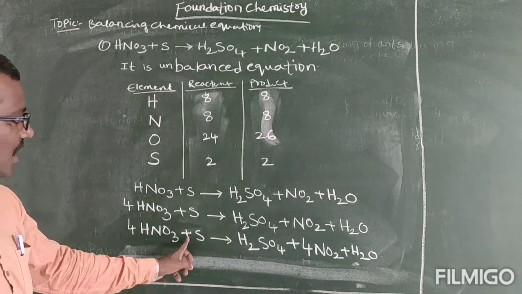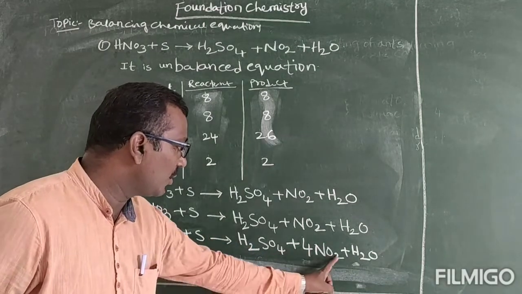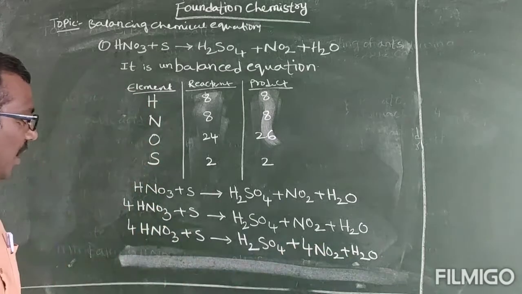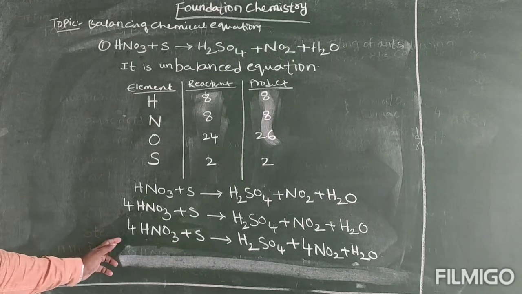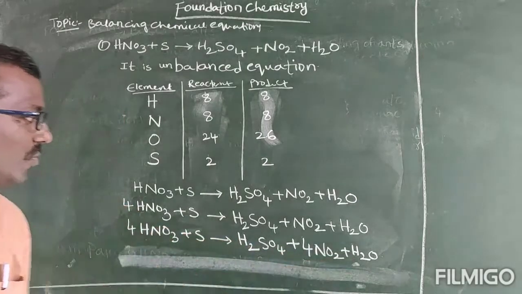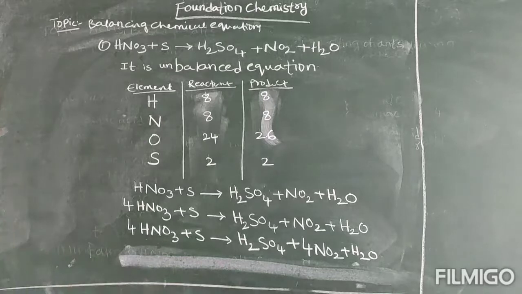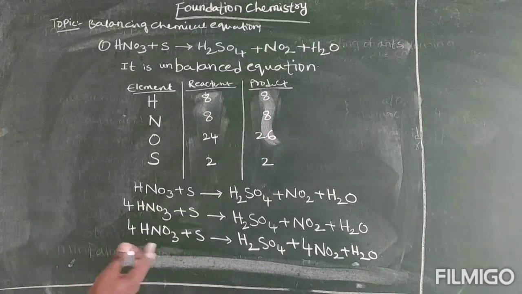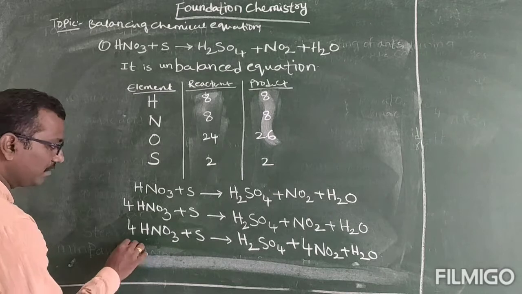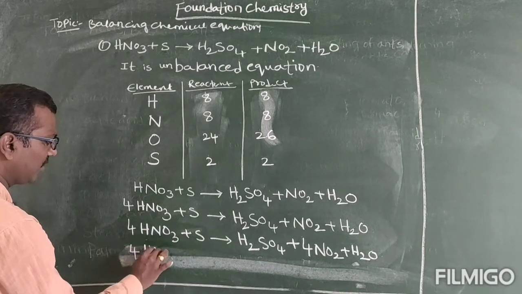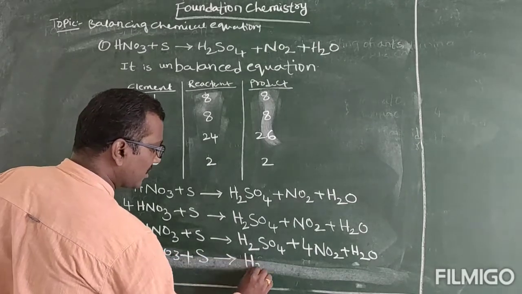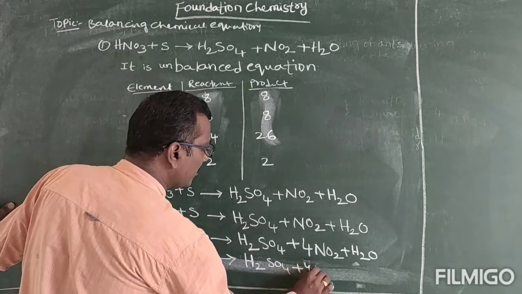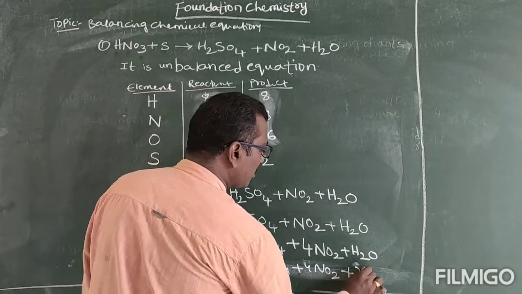So 4 3s are 12 is there, and here 4 2s are 8, plus 4 is 12, plus 1 is 13 is there. How to balance this? This is most important. 12 and 13. So let us multiply this total with what we can do. That we will see. 4HNO3 plus S gives rise to H2SO4 plus 4NO2 plus 2H2O.